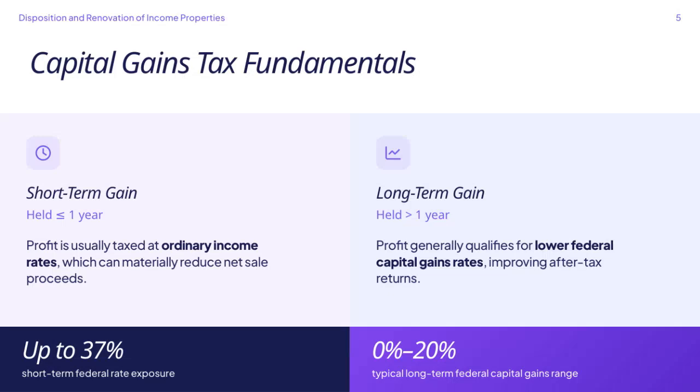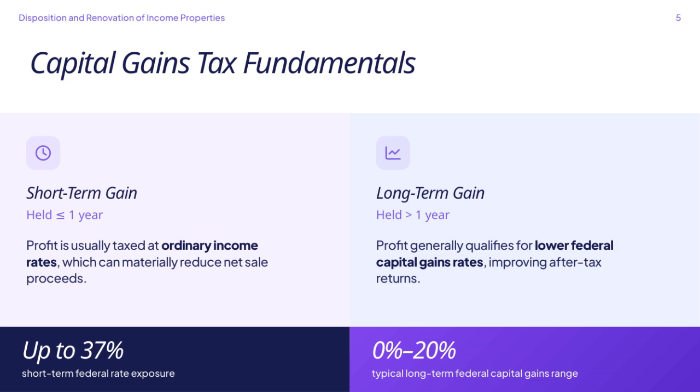Let's take a closer look at the fundamentals of capital gains tax, especially as they relate to income properties. When you sell a property, the profit you make is considered capital gain, but how that gain is taxed depends largely on how long you've held the asset. If you hold the property for 1 year or less before selling, this is known as a short-term gain. The key thing to remember here is that short-term gains are typically taxed at your ordinary income tax rates. These rates can be as high as 37%, which means a significant portion of your profit might go to taxes, reducing the net proceeds you actually take home.